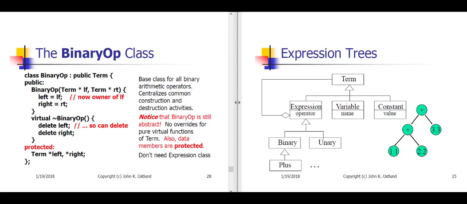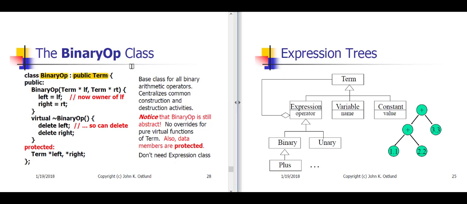Now let's look at the binary op class on slide 28. And on the right-hand side, I've redisplayed slide 25, which shows the hierarchy of these classes. We're going to simplify the hierarchy slightly and just leave out expression and move up binary op to the same level as constant. Okay, so on slide 28, here we have binary op is a kind of term.